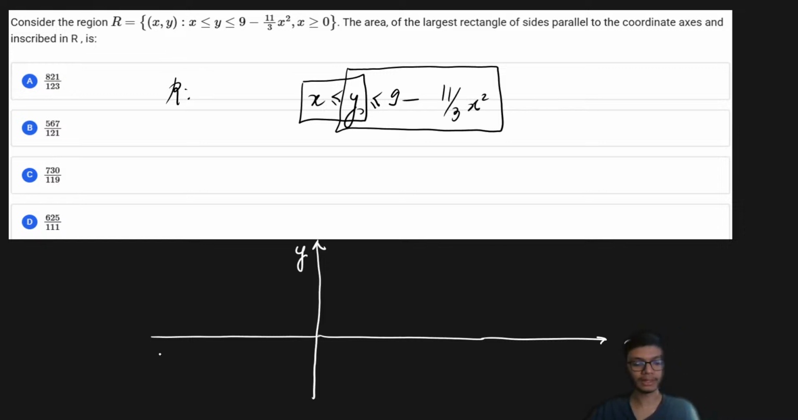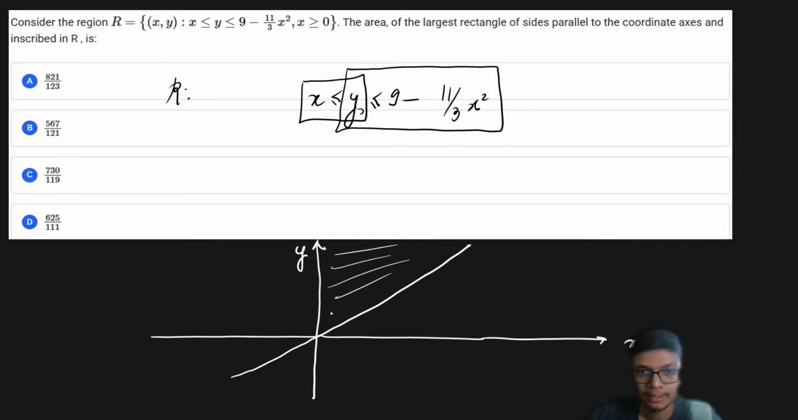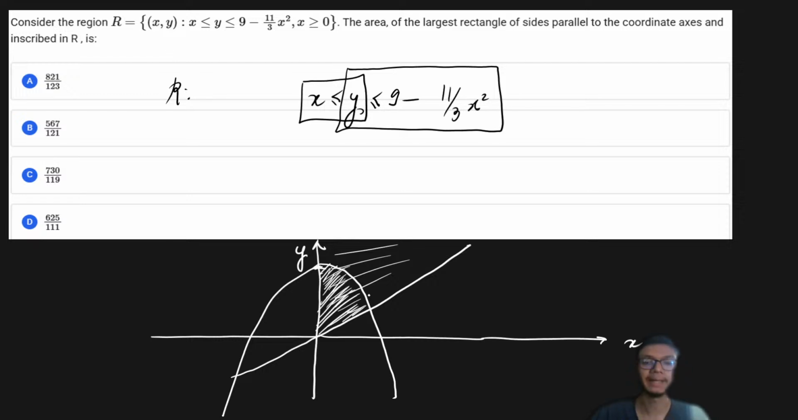All right, so let us try to understand. First of all, x equals y is this particular line, the straight line passing through the origin, right? And if y is greater than x, this is basically talking about this particular region. Similarly, y is less than 9 minus 11 by 3 x square, then this is going to be a parabola opening downward, and at x equals 0, the value is 9. So the region that the question is talking about is this particular interior region.